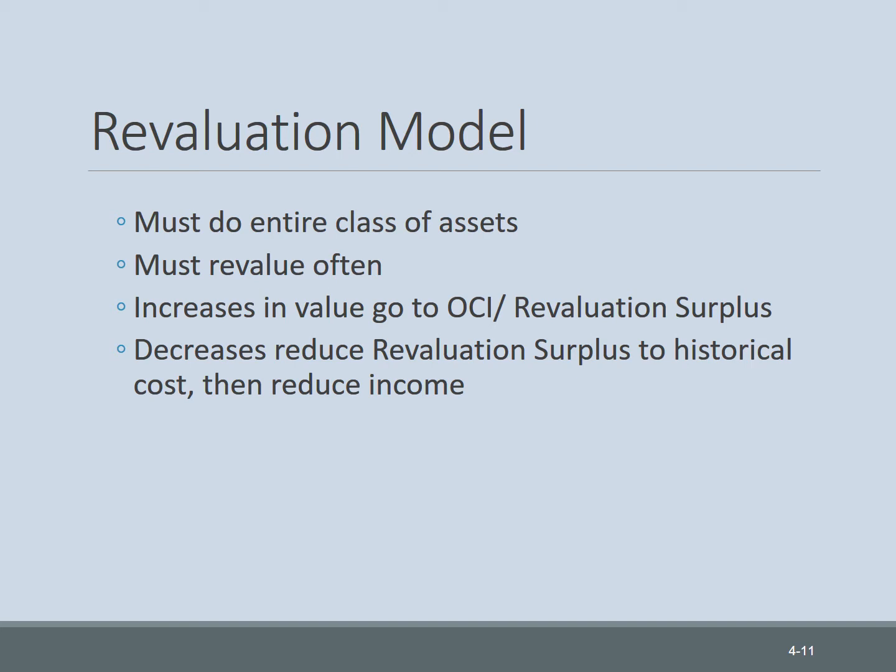When you have a decrease, you're going to reduce revaluation surplus to historical cost, and then you would reduce income in the same way that you would do if you were recording an impairment loss because the cost of something fell below historical cost.